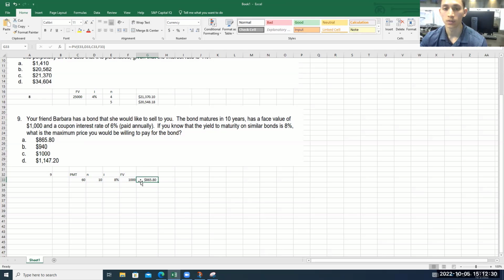Okay. So that'd be the 865, which is number A, and that negative is just for the present value. That's how much we would be willing to pay for the bonds. So we would be giving that money away.